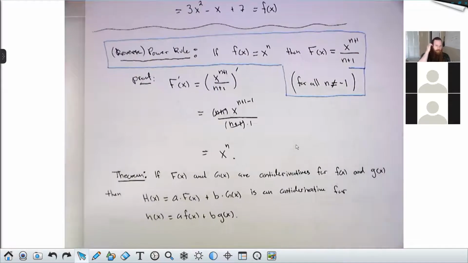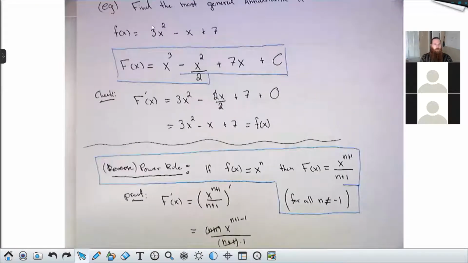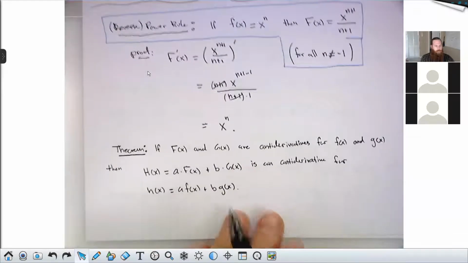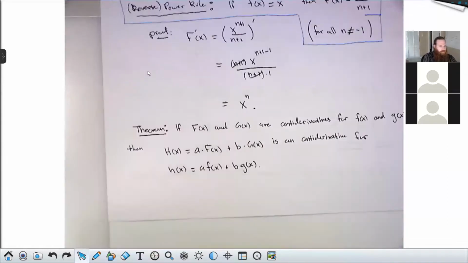In other words, with antiderivatives, you can do them one piece at a time. If you can split something up into a sum or linear combination of different functions, you can anti-differentiate each piece on its own. That's what we did here. I took the antiderivative of this, then of this, then of this, and just put them all together. This theorem says that's legal. Again, the proof is easy.